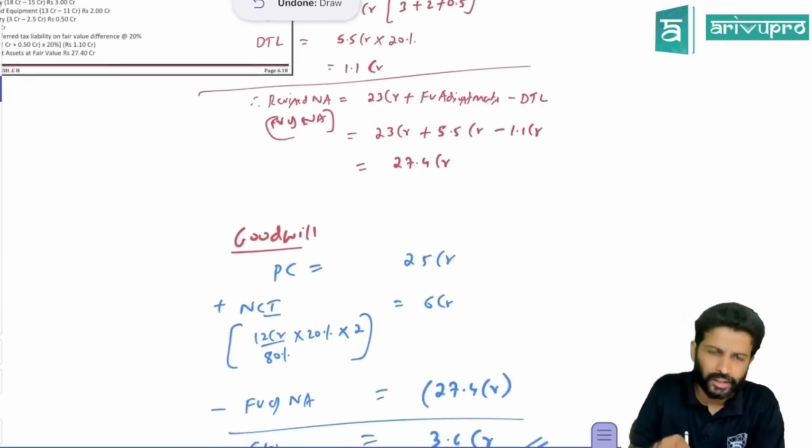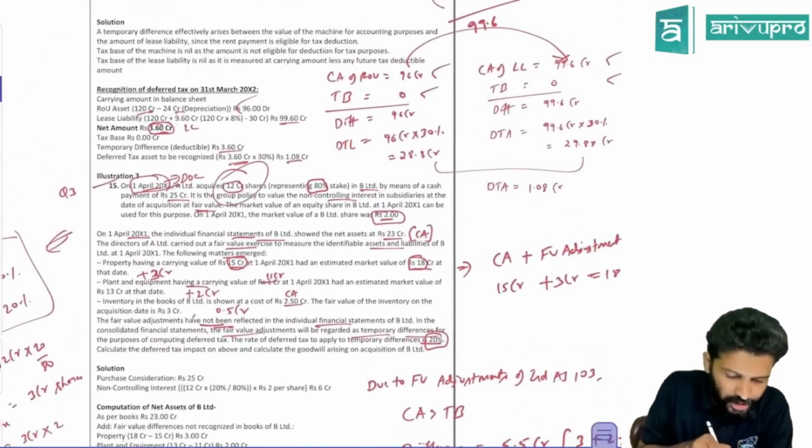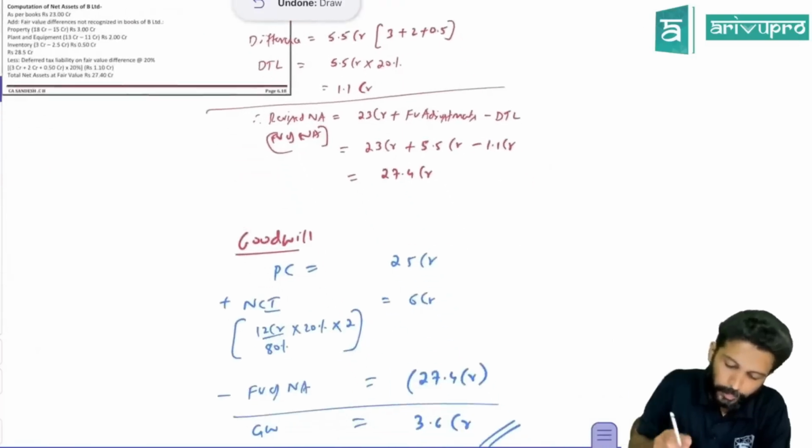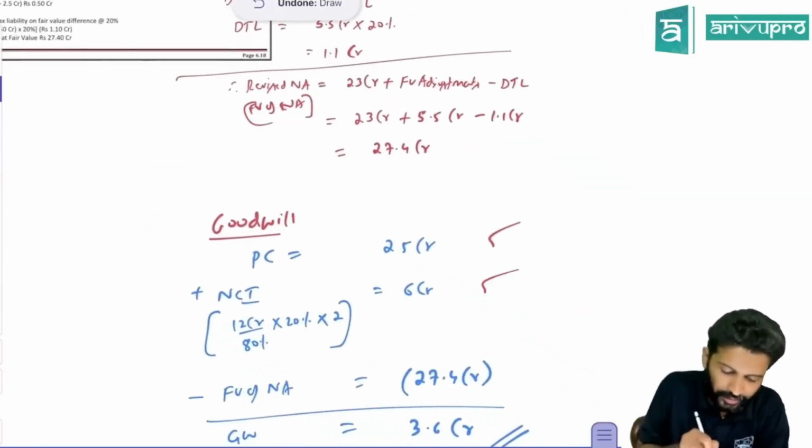So how do you calculate goodwill here? The purchase consideration portion. How much did we pay? I think they directly gave how much cash? 25 crore cash we paid. So that is your purchase consideration. NCI we have already worked out, which is 6 crores. That's what I've given here. I've written it in one line.